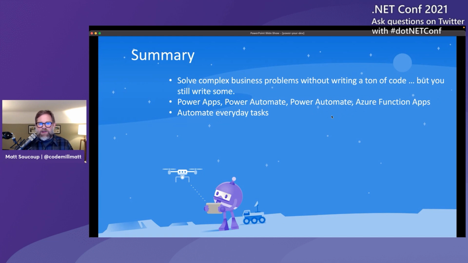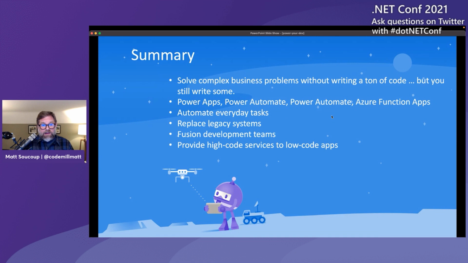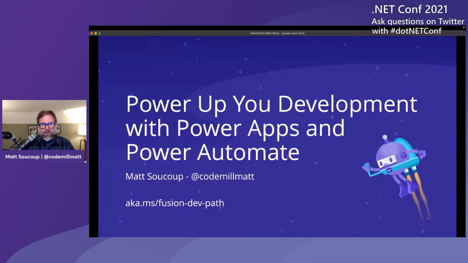Also, you can automate everyday tasks, which is neat, replace legacy systems. And that fusion development teams is really something that I'm excited about overall, where you get the whole organization working together, where people are developing the front ends that really can suit their needs because they're the domain experts. They know exactly what they want, what they need. And professional developers, we know how to write the APIs and how to make them secure and how everything works on the back end essentially. And you can provide high code services to low code apps.